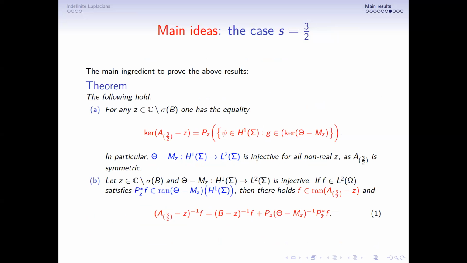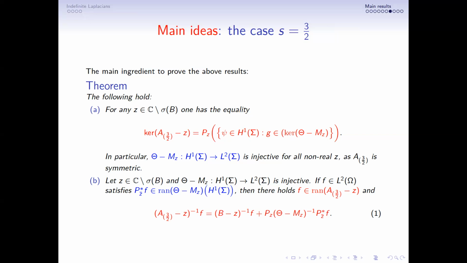So what we prove is the following. If you take z outside of the point spectrum of this Dirichlet operator, then you have this Birman-Schwinger principle. That is, the kernel of our operator is related to the kernel of theta minus mz. And in particular, because our operator is symmetric, you get for free that theta minus mz is injective for all z. And the second point is this kind of resolvent formula.